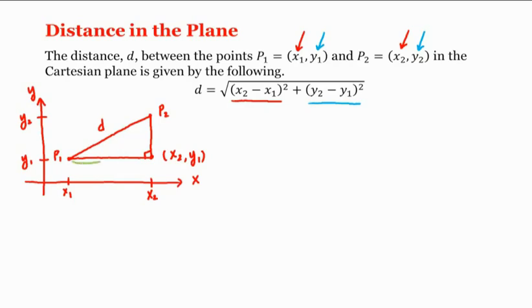Now, what is the length of this horizontal line segment joining P1 and the point x2, y1? Isn't that just the absolute value of the difference in the x-coordinates of these points, namely x2 minus x1? And isn't the distance of this vertical line segment just the absolute value of the difference in the y-coordinates of these points, namely y2 minus y1?